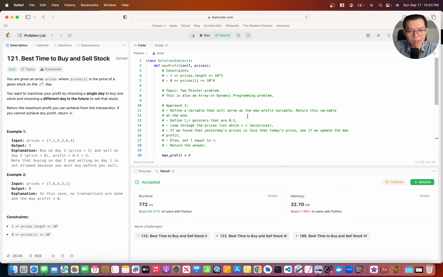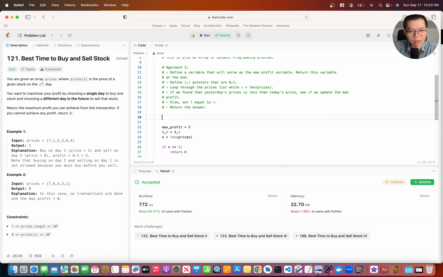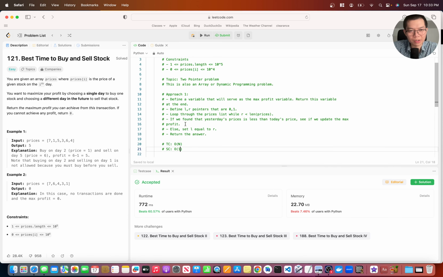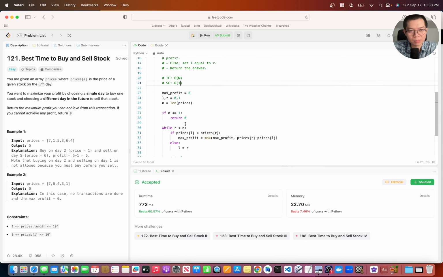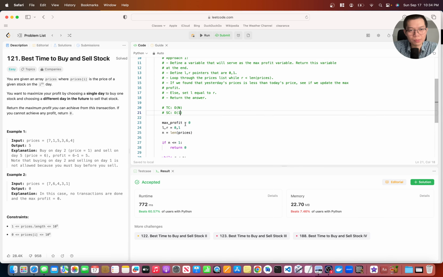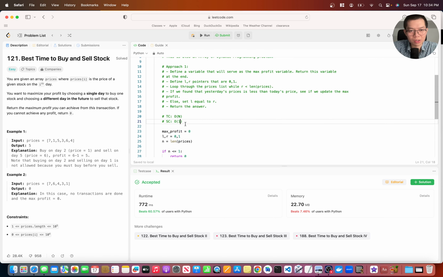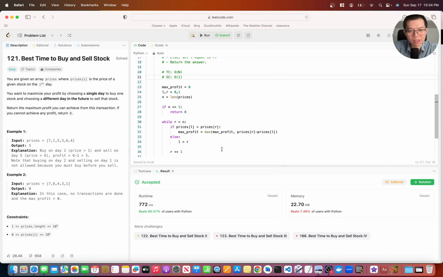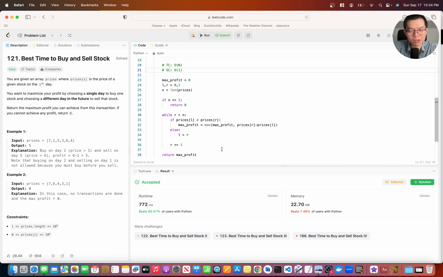Okay, very good. So this is the solution, and its time complexity is O of n, and the space complexity is O of 1. For time complexity, you're looping through all the values within prices. For space complexity of 1, no new data structures are being developed. Okay, this is not a tough problem, but it is very tricky.